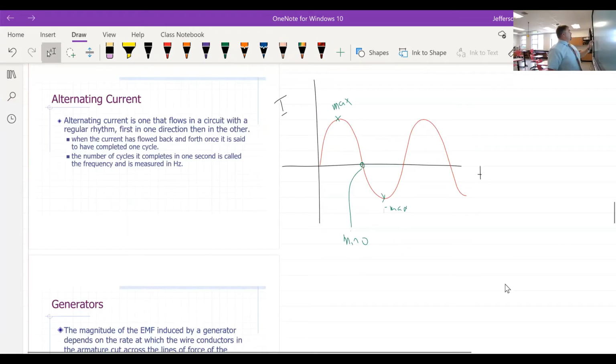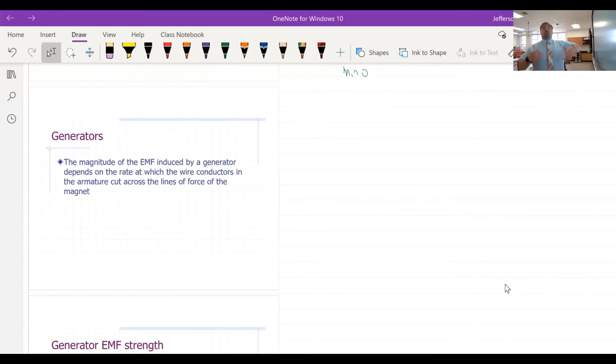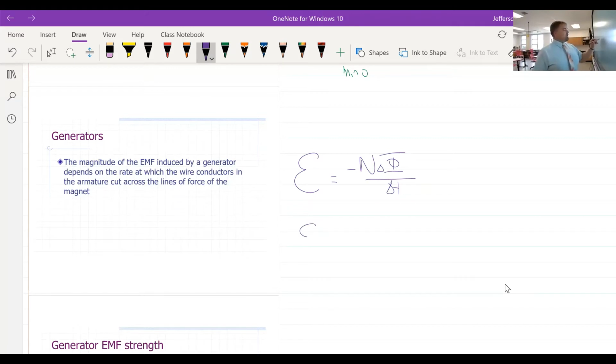Now, the magnitude of the EMF, or the voltage and the current that's coming through, depends on the rate at which we cut through those lines. So again, remember from Faraday's law, the EMF induced is equal to the number of loops times the number of lines that are cut per second, delta phi over delta t. And we said before it was also equal to vBL, in order to find out that EMF.